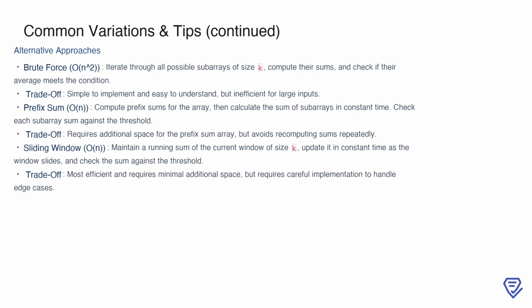To wrap up, there are several approaches you can take to solve this problem, each with its own trade-offs. The brute force method, which has O(n²) complexity, involves iterating through all possible subarrays of size k, computing their sums, and checking if their average meets the threshold. While this is simple to implement and easy to understand, it's inefficient for large inputs.